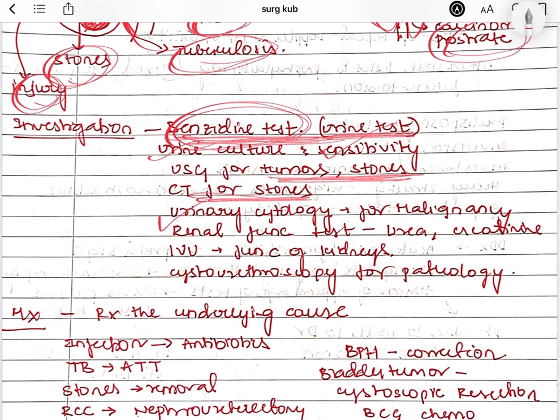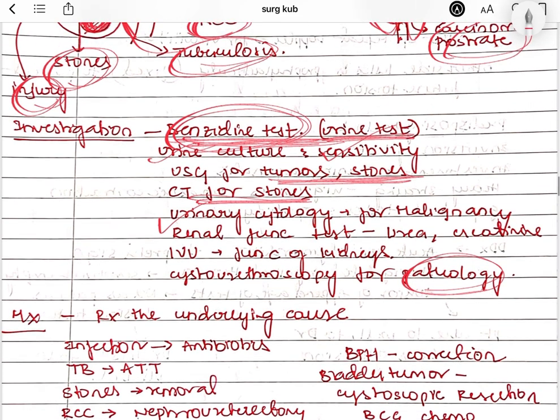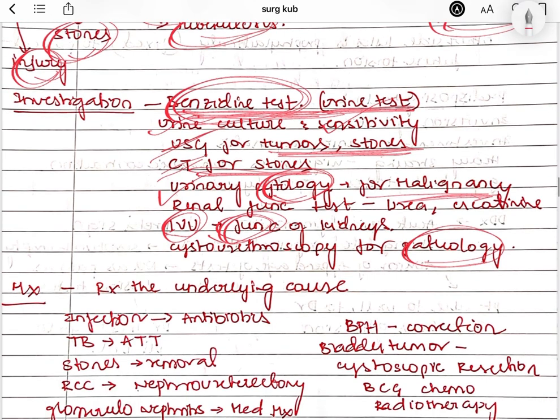IVU can be done to know the function of the kidneys. Cystourethroscopy can be done for underlying pathology. So these are different tests. The main test you have to remember is the benzidine test. Again, you will write about urine culture, microscopy and all. Ultrasound you will write, CT also you will write, and remember biopsy or cytology for malignancy. And IVU also you will write, because the function of the kidneys is tested by IVU, right? So these are the different investigations.